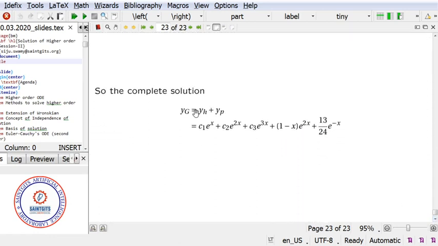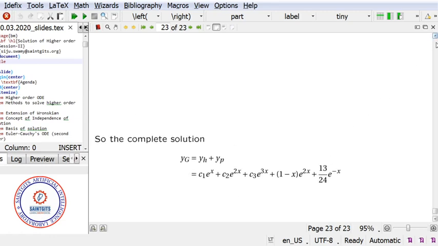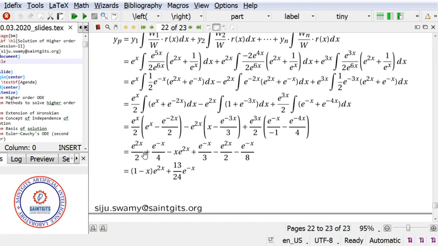So the complete solution is yg equal to yh plus yp, that is c1 e^x plus c2 e^2x plus c3 e^3x plus minus x into e^x. This one is a mistake. Minus x into e^2x plus 13 by 25 e^minus x. I will correct this mistake. Here this e^2x by 2 is positive. Here e^2x by 2 is negative. This gets cancelled, only this term remains.